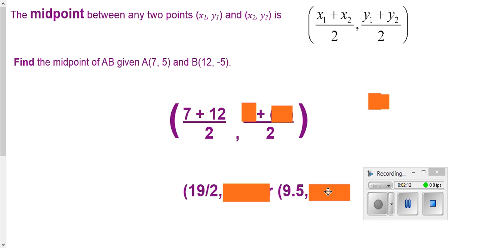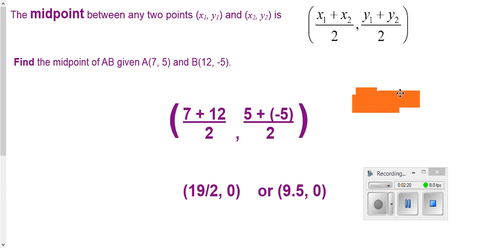Now we got to go back and do the same thing for the y. So our first y plus our next y gives us 0. 0 over 2 is still 0. So we get either one of these two down here at the bottom as acceptable answers. Remember, it's a point, so write it as the coordinates of a point.